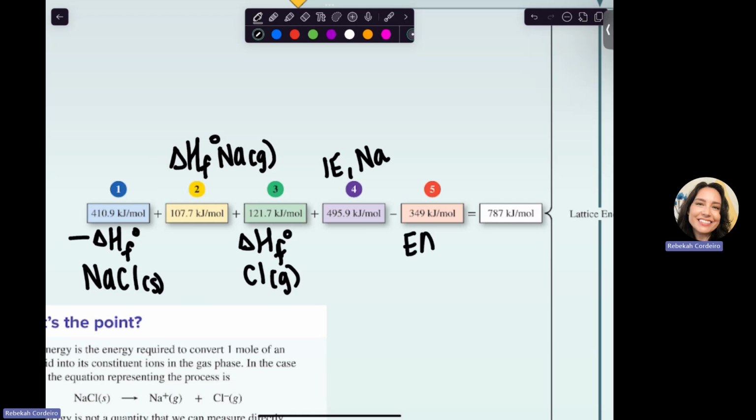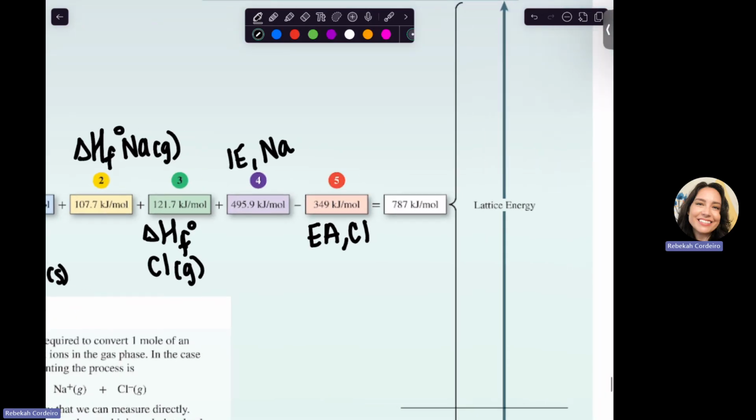Then we're going to do the electron affinity for chlorine. We're going to ionize it, but by adding an electron. So this is subtract an electron for ionization energy, add an electron for electron affinity. We just add them all up, and now we get the lattice energy.